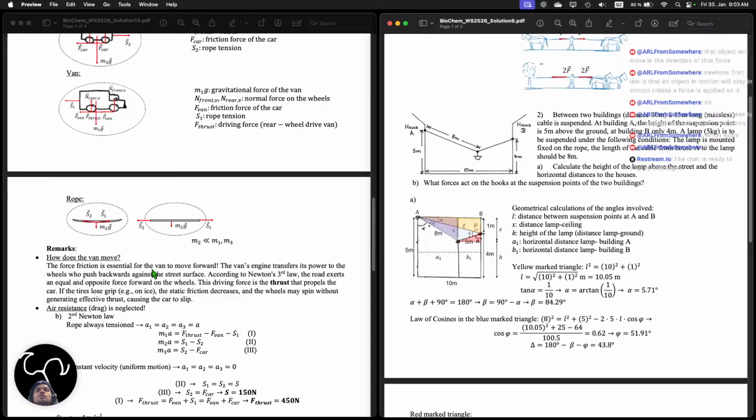This driving force is a thrust that propels the car. If the tires lose grip, the static friction decreases. The wheels may spin without generating effective thrust, causing the car to slip. Okay, okay.